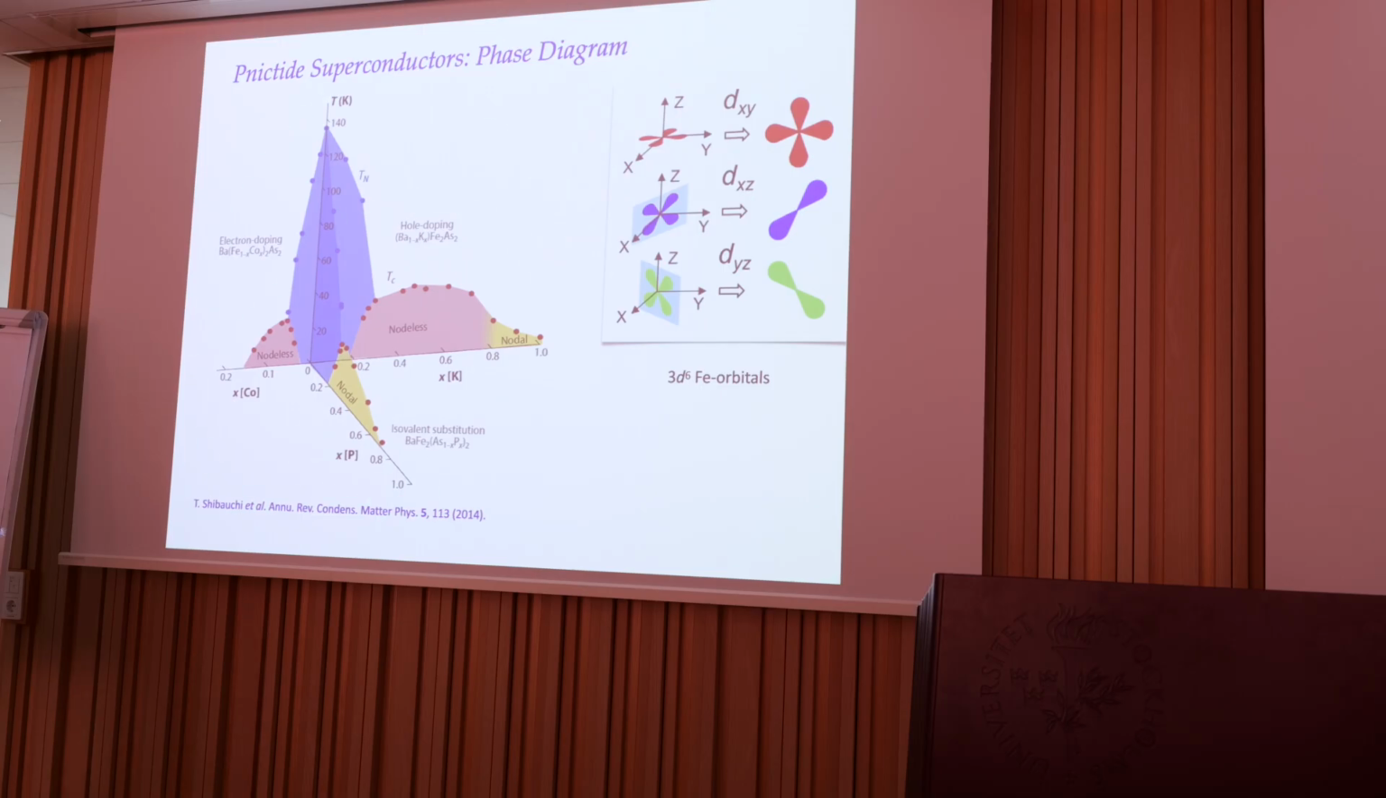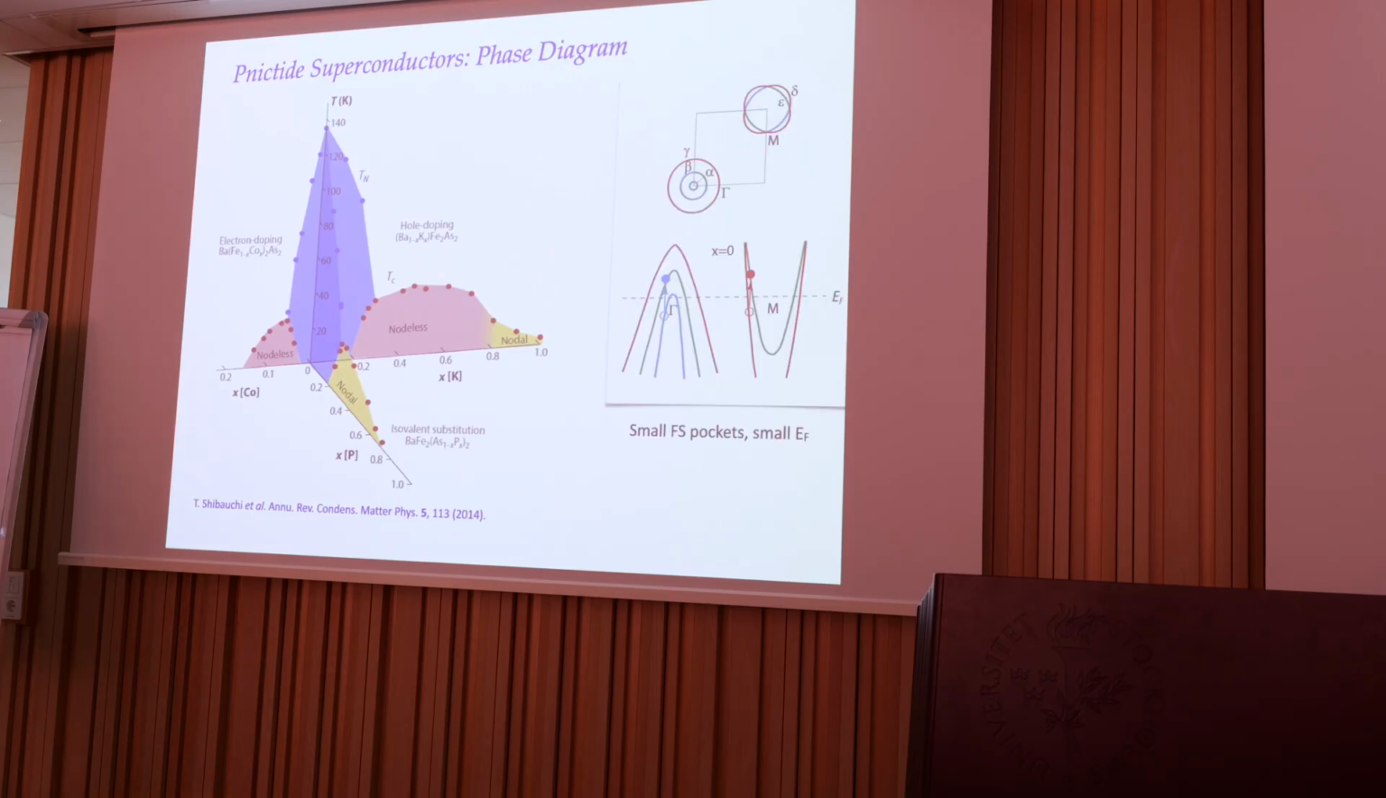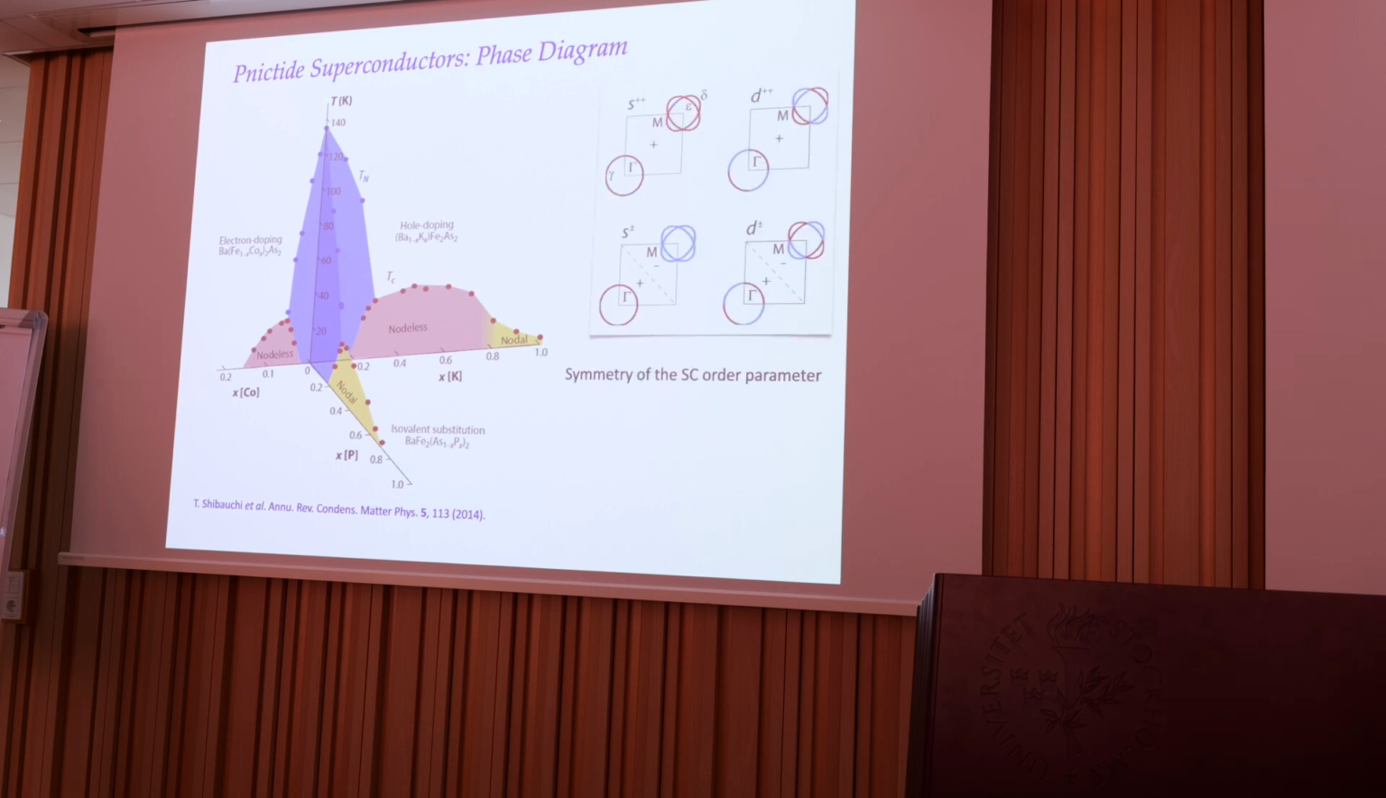Taka's phase diagram. What I want to point out here is that there are so-called critical points around here where the claim is that there is a transition from nodeless to nodal. Another point I want to make quickly is that in these materials, 3d6 iron orbitals are important, and the dxz, dyz orbitals are degenerate, and also half filled, which allows the fluctuation of density.